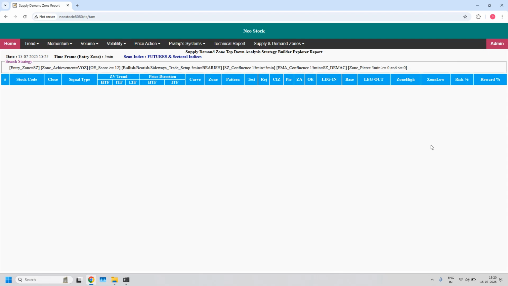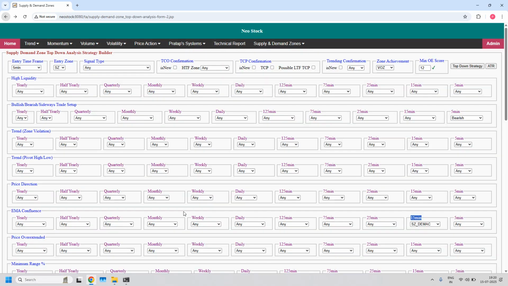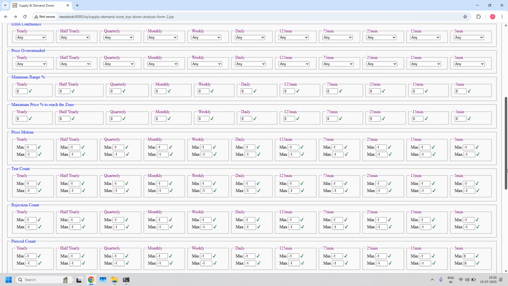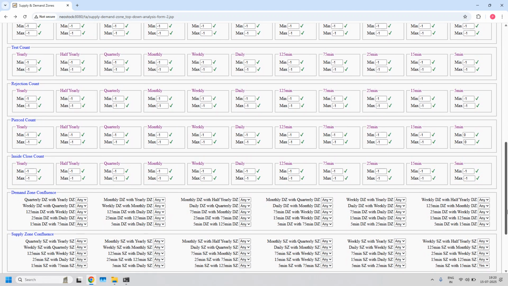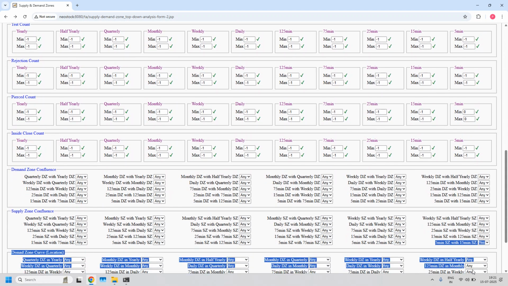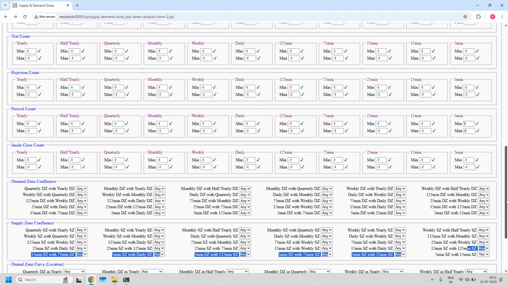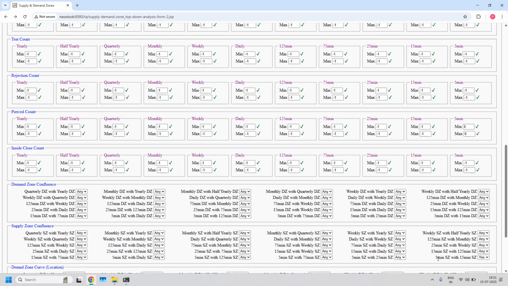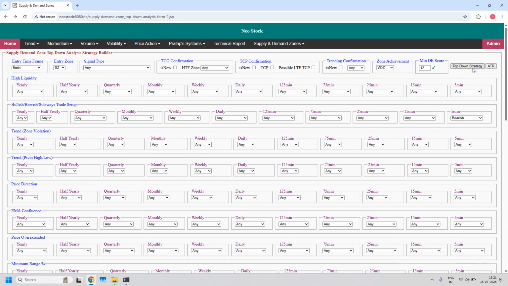Next we will look into 5 minutes, 15 minutes and 75 minutes supply zone confluence. Removed EMA filter. In the supply zone confluence, 3 filters we have to set. First one is already enabled. Next filter 5 minute supply zone with 75 minute supply zone, and then 15 minute supply zone with 75 minute supply zone. So enabled all the 3 filters.